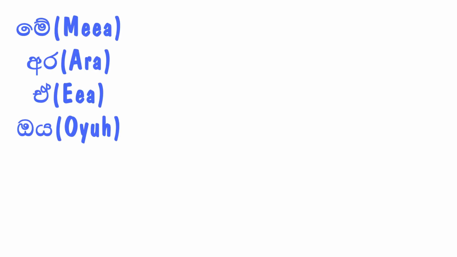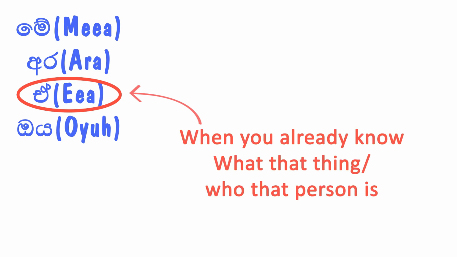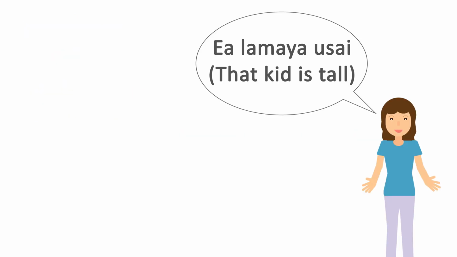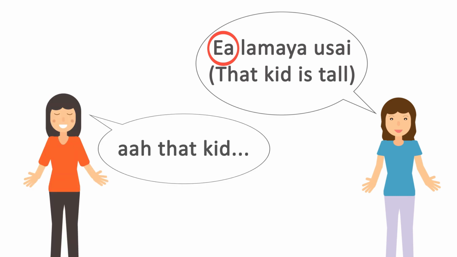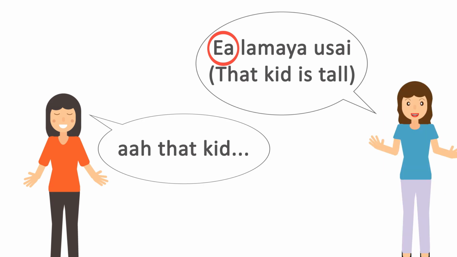Next word is a. You can use this word when you already know what that thing is. As an example, you can say a lamaya usai. In English is the same translation. That kid is tall. But if you use the word a, it means the listener knows who that kid is. You don't have to say which kid it is. You can use this word a to talk about things or people in front of you if you already started talking about that thing or that person.